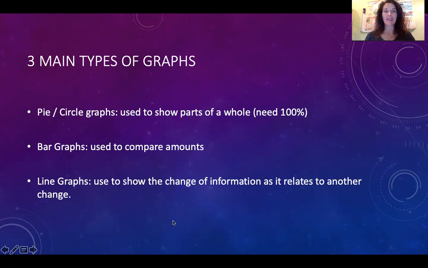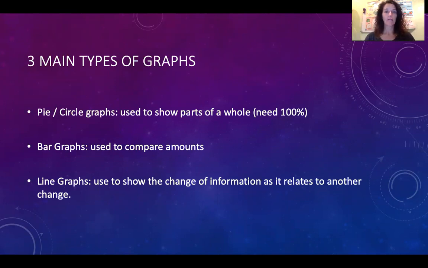Now, the 3 main types of graphs are a pie chart or a circle graph, same thing. And that's used to show a percentage of a whole. So if you have a whole group of something, you want to show a percentage. So if you have a group of students and you want to show how many students like pizza, how many students prefer hamburger, how many students like hot dogs, you can make a little pie chart and give percentages to show pieces of the whole.